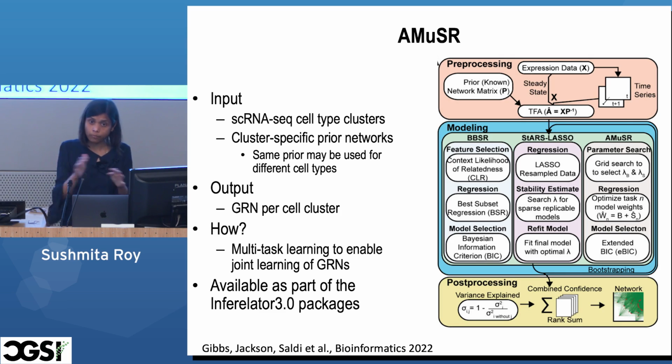This can be the same for all the cell clusters, or if you have accessibility information, you can use that to define a cell-type specific prior network. And the output is a GRN per cell cluster. But what it does is, instead of learning the gene regulatory network for each cell cluster individually, which you can do, they instead say, let's think of the network inference problem for multiple cell types as a multitask learning framework. Each task is a network inference problem. Let's try to solve this jointly, and that's what they do, and it works quite well.